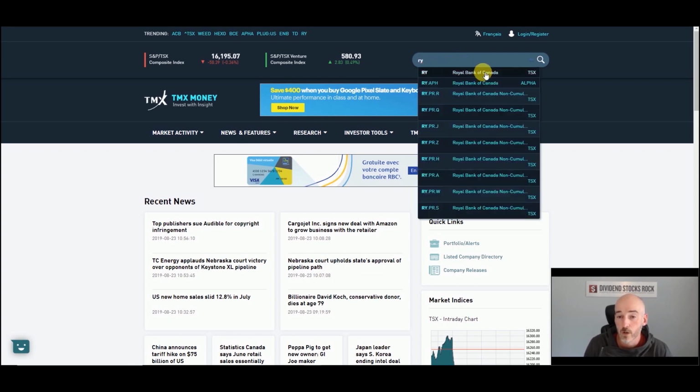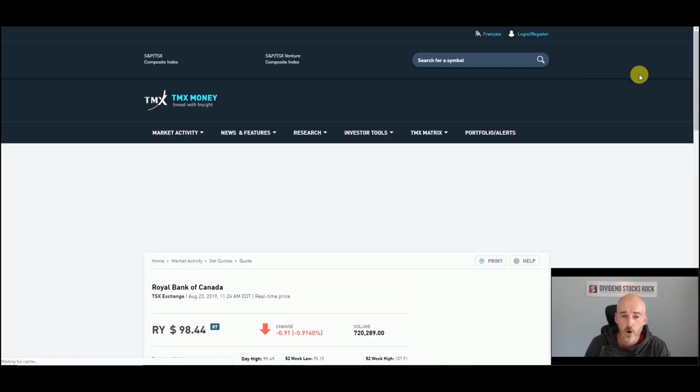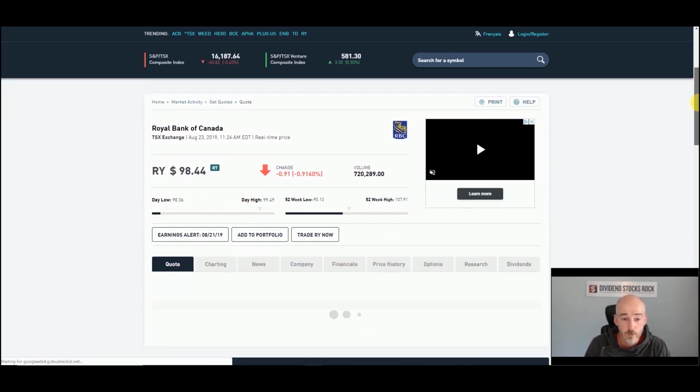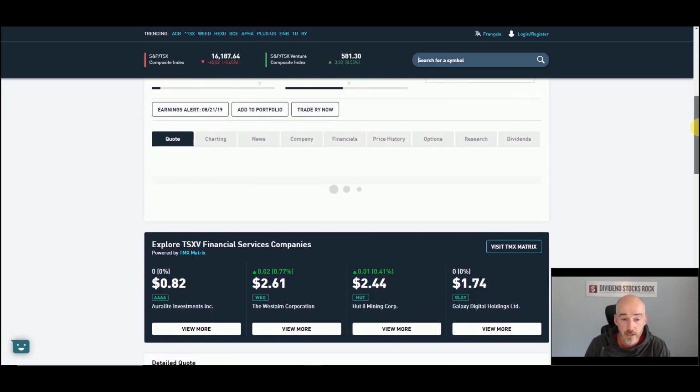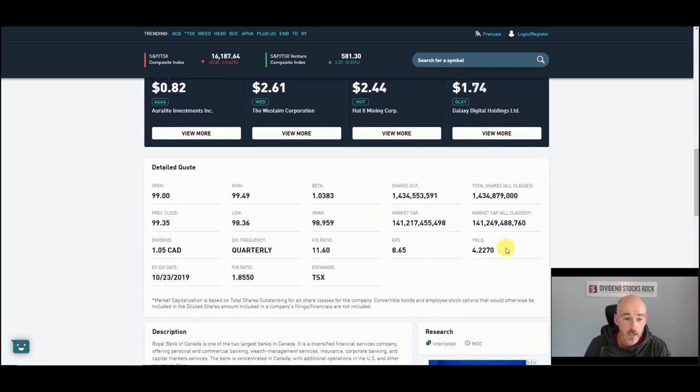So we're looking for Royal Bank right here. This is what we need. And we want to know what is the dividend paid. So first information, we're going to get it right under the graph right there. So let's pull down a little bit. So you can see that the dividend paid is $1.05. Super important, as I mentioned before, this one is paid quarterly.